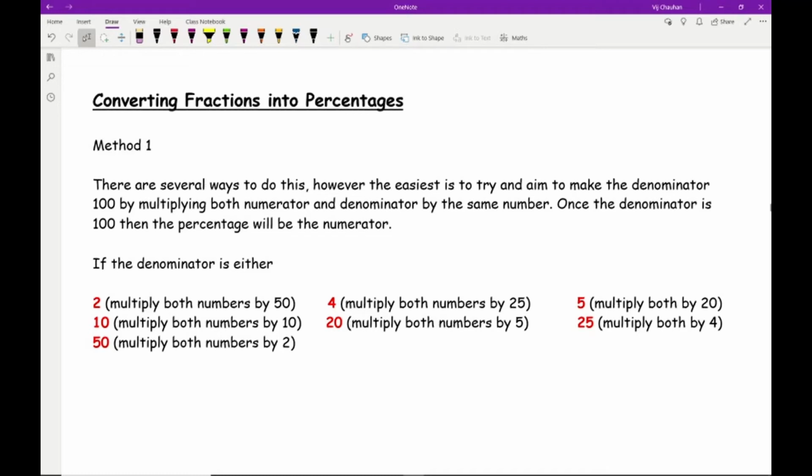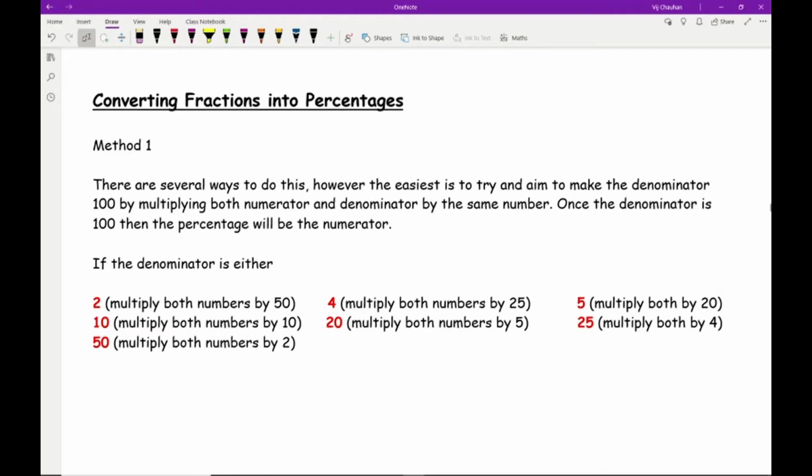So in terms of method 1, this is probably the easiest and the first thing you want to look out for: if your denominator is any of those red numbers, as you can see on the screen, then all you need to do is multiply both the numerator and the denominator by whatever is stated. So for example, if your denominator is 2, then multiply both the top and the bottom number by 50. If the denominator is 4, multiply both numbers by 25. If it's 5, multiply both numbers by 20. If it's 10, multiply both numbers by 10. 20, multiply both numbers by 5. 25, multiply both numbers by 4. And 50, multiply both numbers by 2.